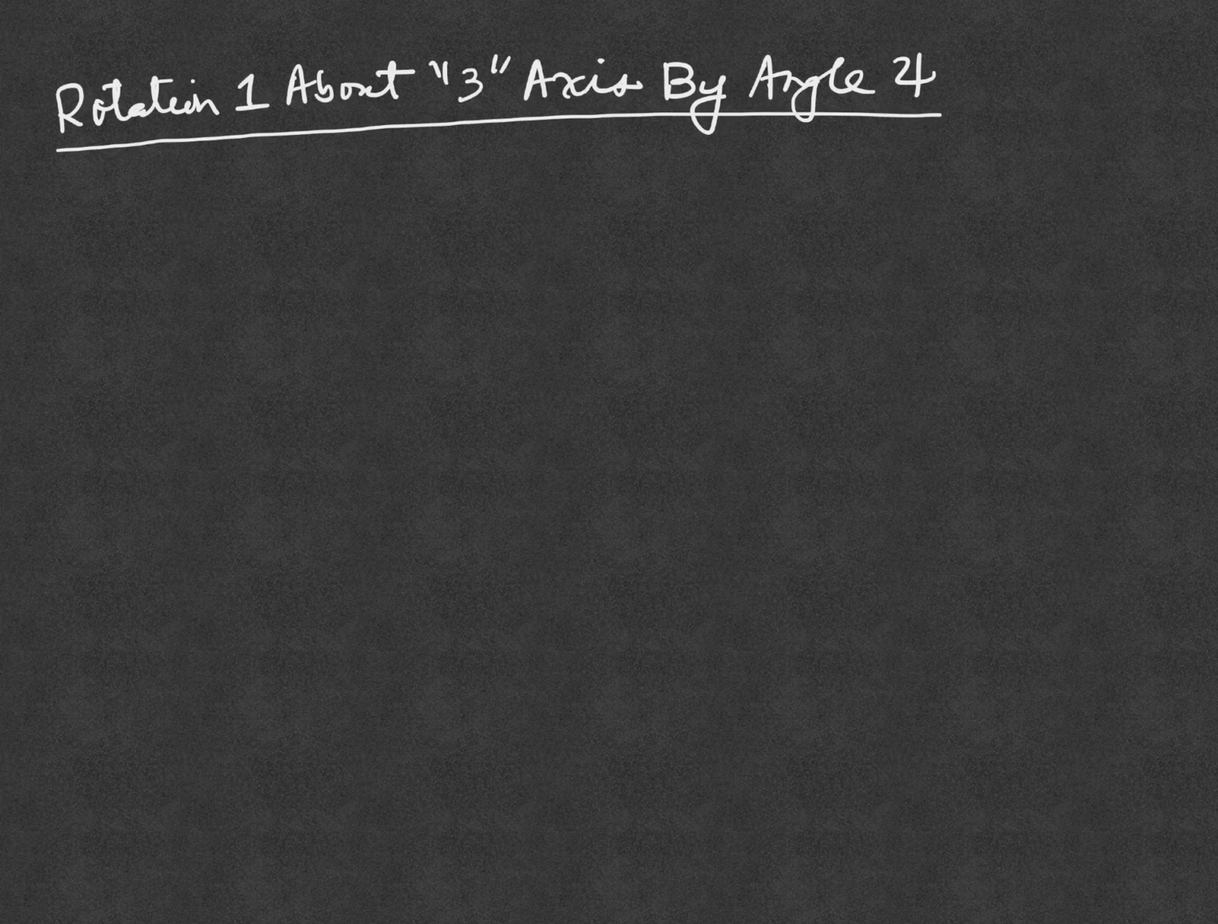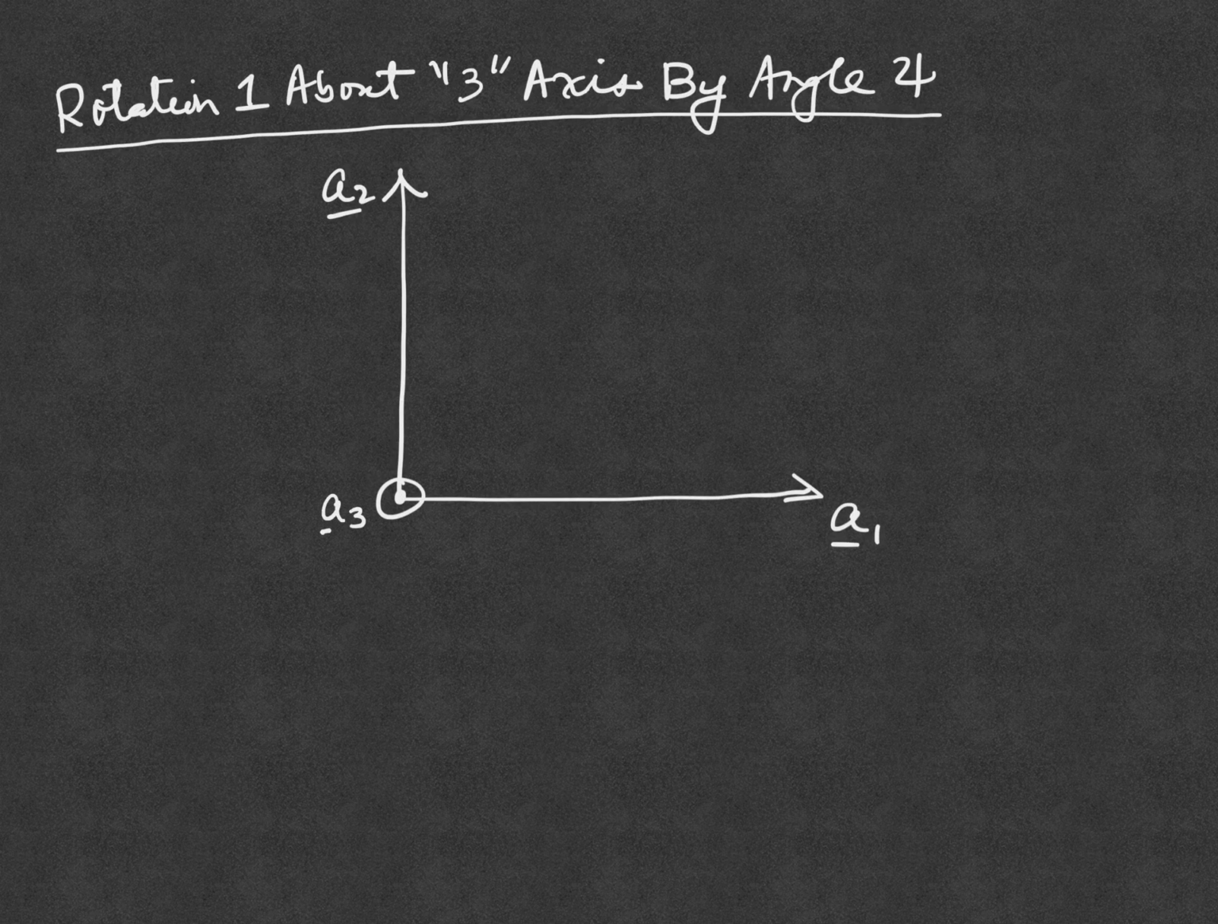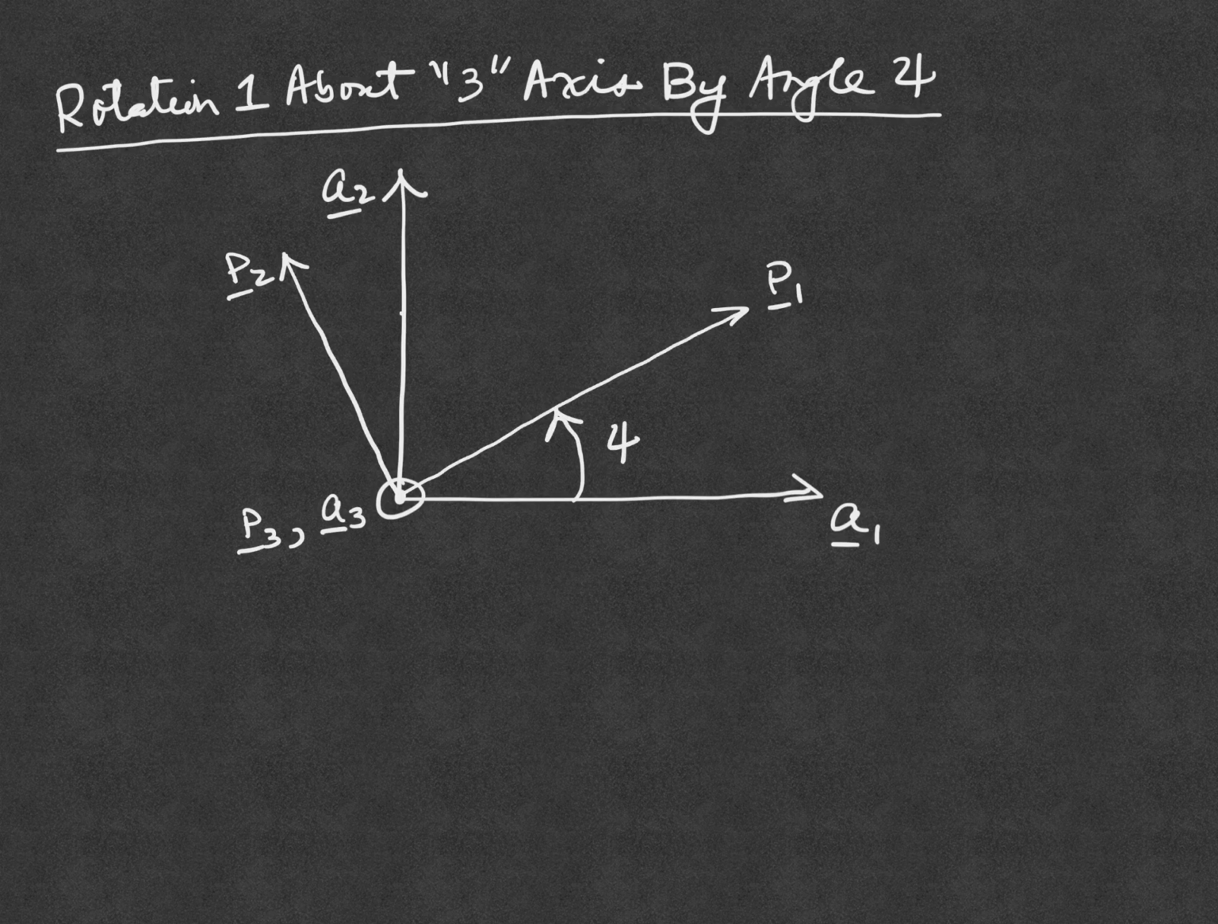So this rotation looks as follows. Using the bases I've defined already, I start with the basis A1, A2, and A3. I then rotate by the angle psi, resulting in the basis P1, P2, P3. So here's P1, here's P2, and then P3 is the same as A3, and this is the angle psi.